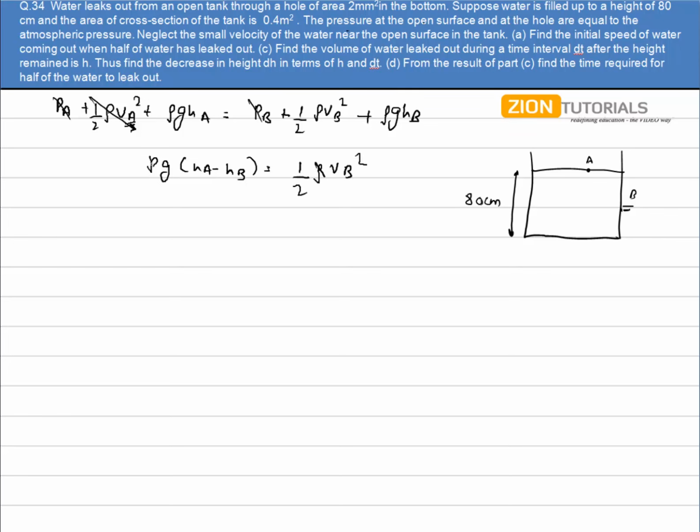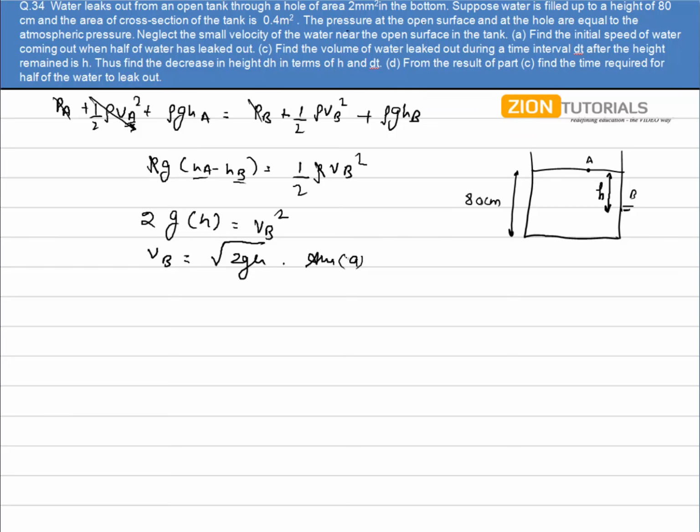Rho is cancelled. This hA minus hB is my this height. Let it be small h. So I have g into small h into 2 is equal to VB square. So VB comes out to be under root of 2gh. That is my answer for the first part.